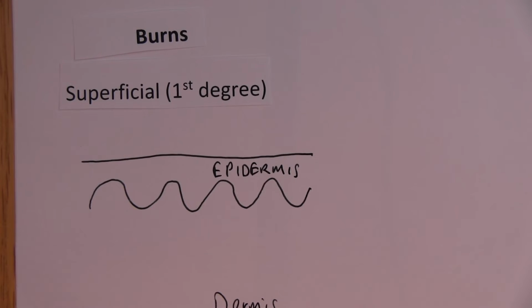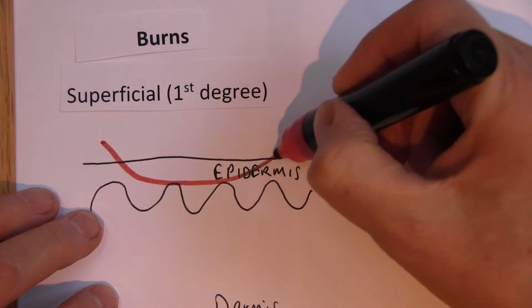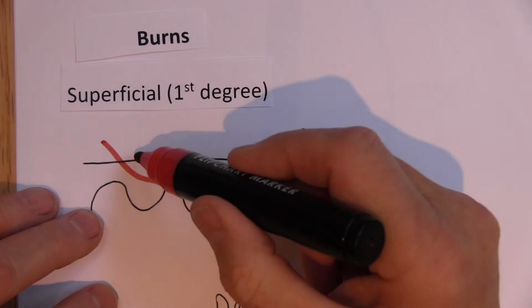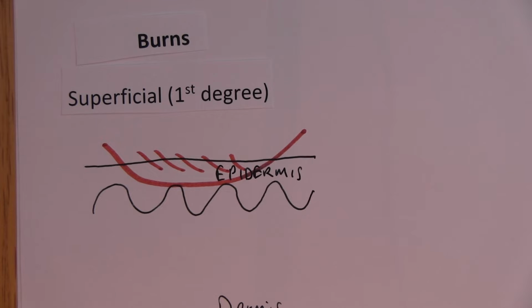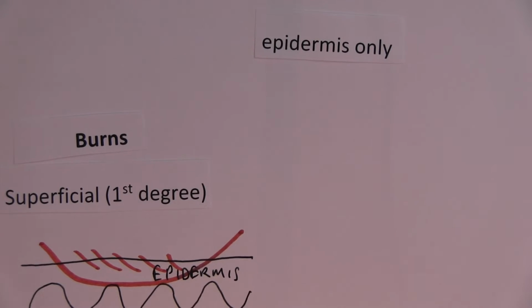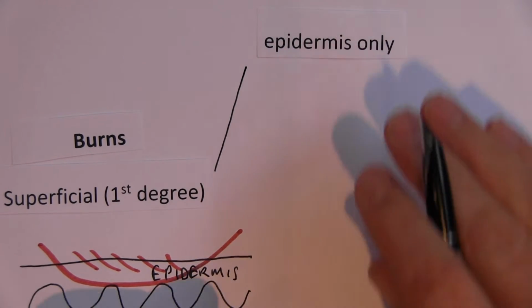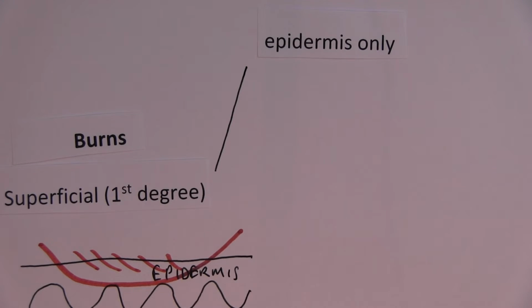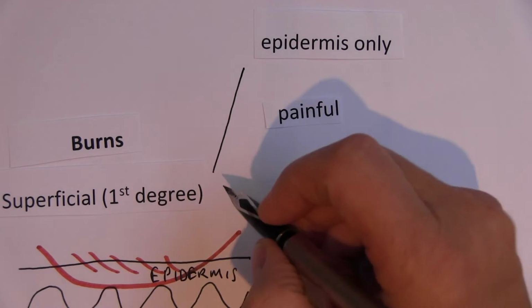Now with the superficial burns, this is affecting the epidermis. So here's an example of a superficial burn, and we see it's damaged the top part of the epidermis here. So superficial burns, it's the epidermis only that is affected. But these burns are still painful. They're still very painful.